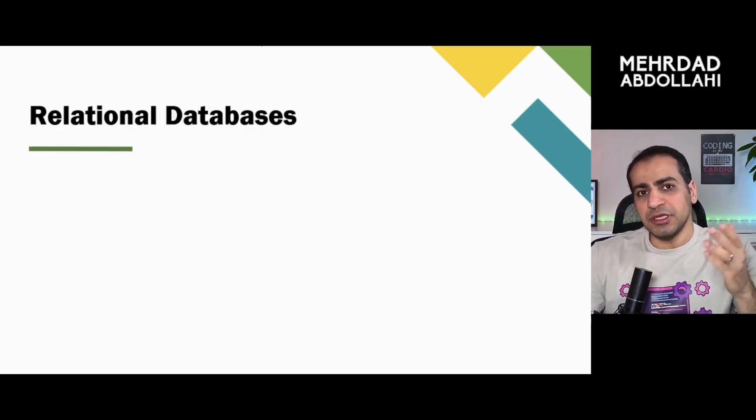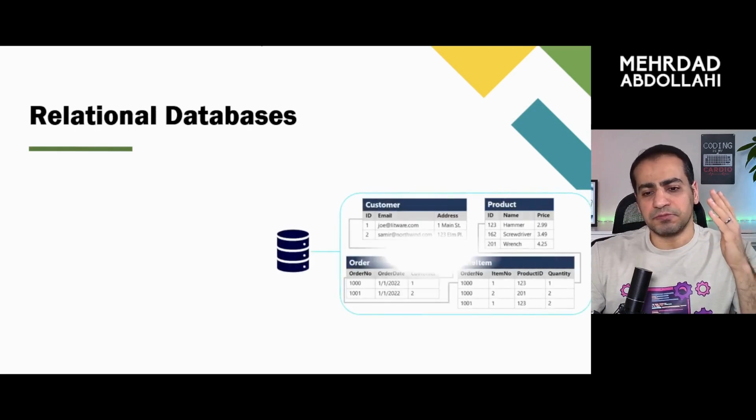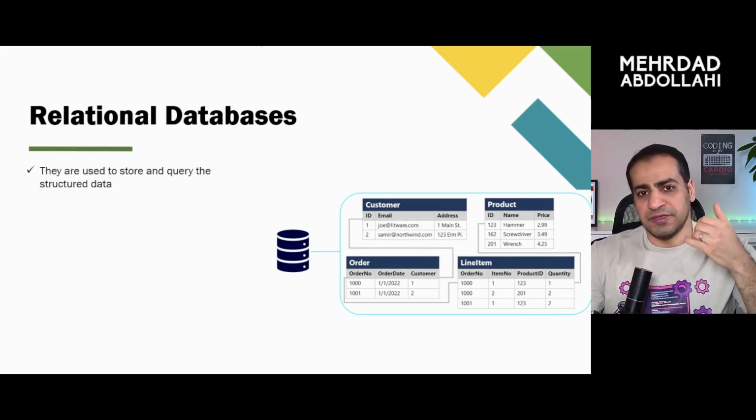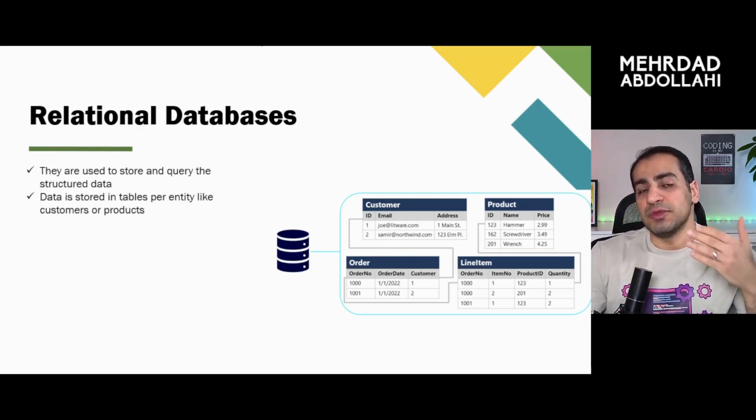Relational databases are basically designed for structured data, where we have a fixed schema for the tables, and the data is going to be stored as tables per entity. For example, we have the entity for customers. As you can see in the image, we have a table for customer, a table for products, a table for order.